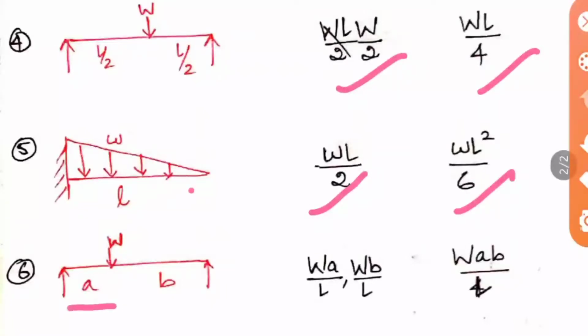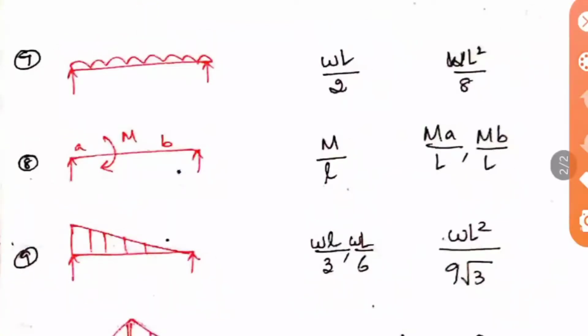So it is not at the center, it is any point other than the center. If this distance is A and this distance is B, it is WB by L at the left end and WA by L at the right end. And then the bending moment will be WAB by L. Then simply supported with the UDL, it is WL by 2, bending moment is WL square by 8. And simply supported with a moment M at any point, either A or B, the shear force will be M by L and the bending moment will be MA by L and MB by L.